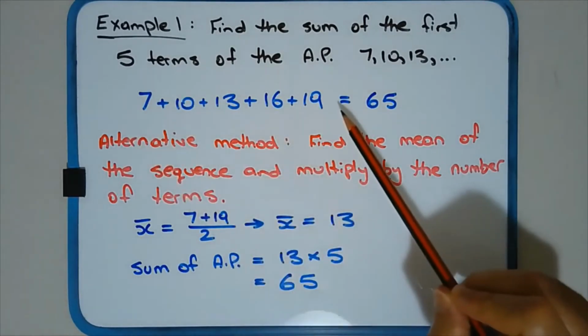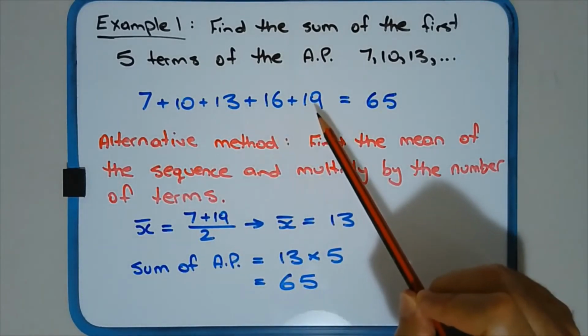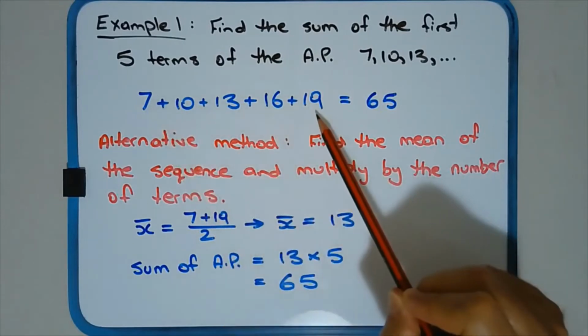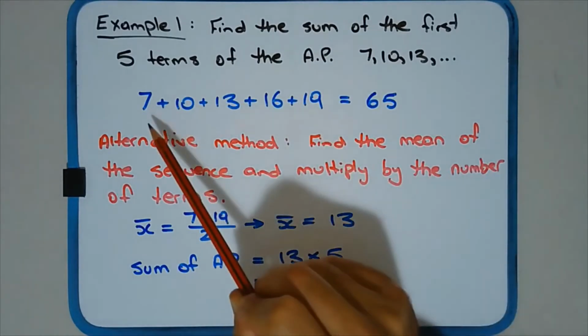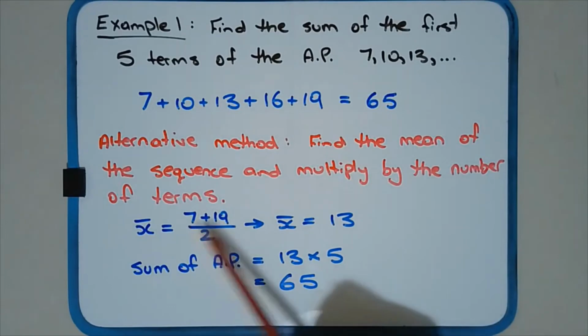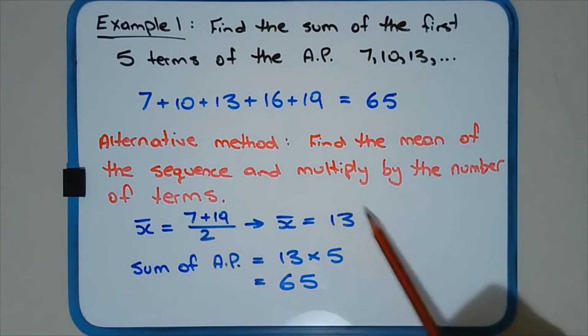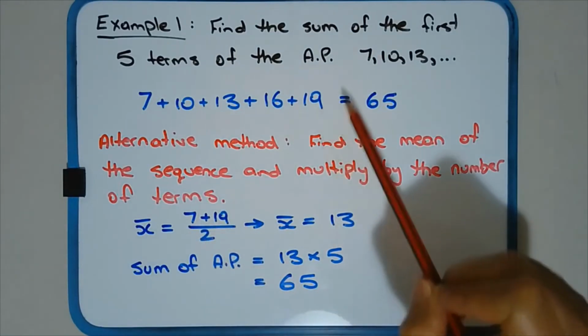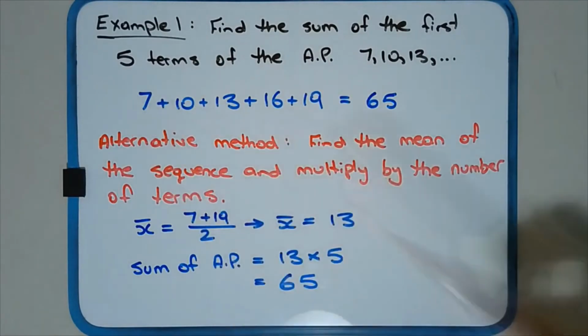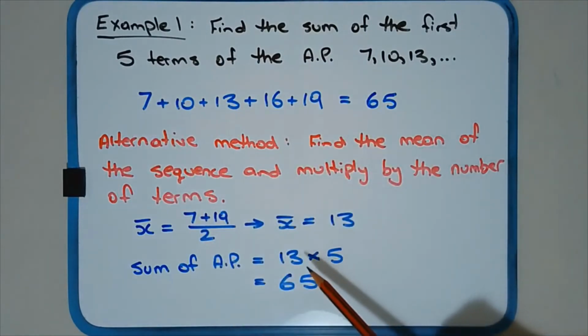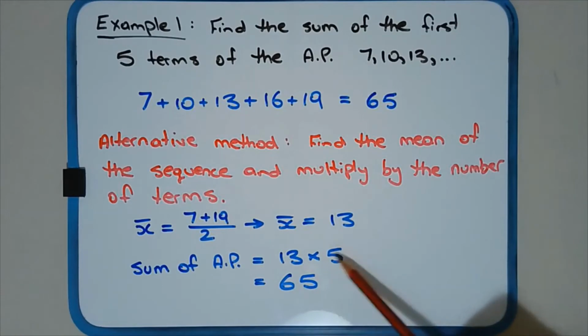So in this example, we can find the mean by taking the average of the first and last terms of this partial sequence. So the average of 7 and 19. So 7 plus 19 divided by 2 equals 13. And since there's 5 terms in this partial sequence, to find the partial sum, we take the mean, multiply it by 5, since there's 5 terms, and that gives 65.